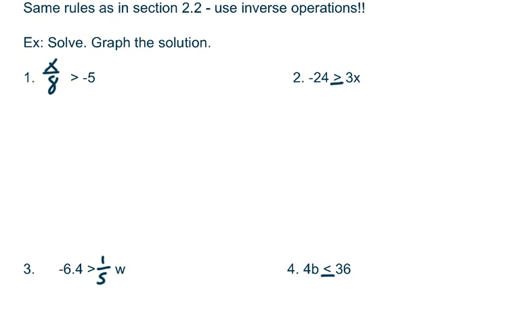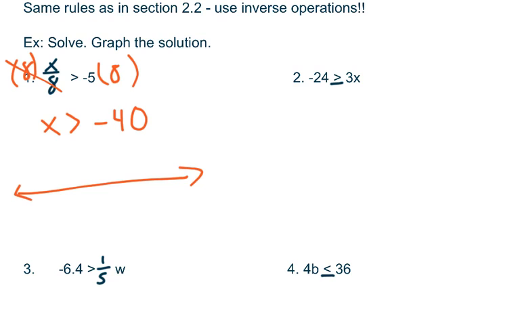We're going to just basically solve the inequality as if it were an equation. Use inverse operations, get the variable by itself. So number 1, I've got x divided by 8 is greater than negative 5. To undo dividing, I need to multiply. I'm going to multiply by 8. So the 8's will cancel out. I'm left with x. Negative 5 times 8 is negative 40. And my inequality sign comes straight down. So x is greater than negative 40.